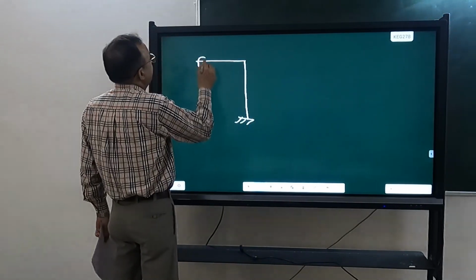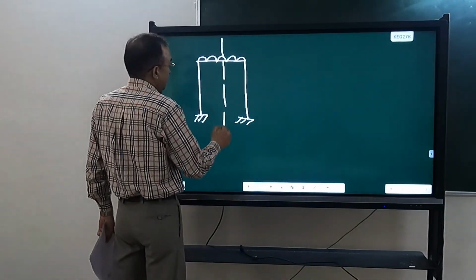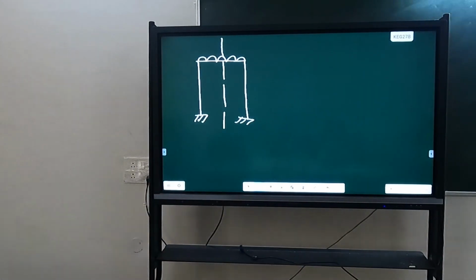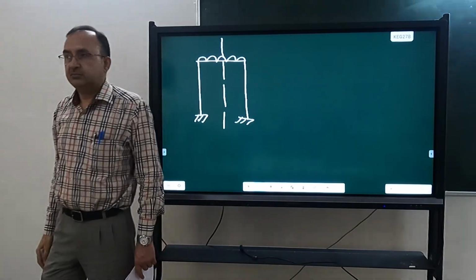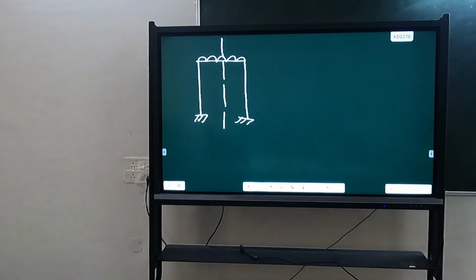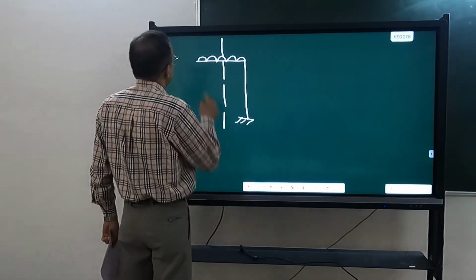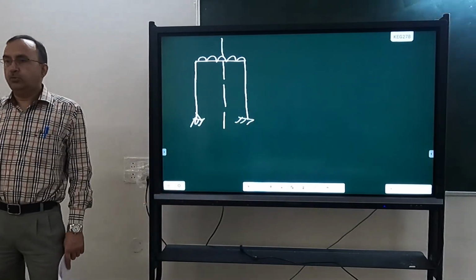This case we considered as symmetry. So the structure, loading, boundary conditions and deflected shape. In fact, when the structure, loading and boundary conditions are mirror image, the deflected shape will also be mirror image. So all these have to be mirror image. Then it is symmetry. If you change anything, say you change the support, it won't be symmetry. It's no more symmetry.